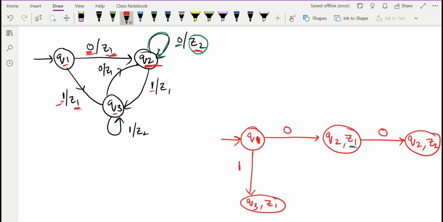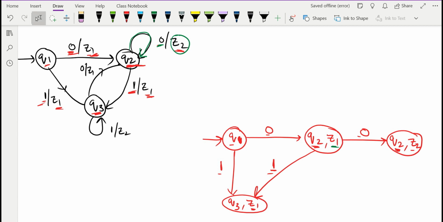From Q2 on receiving 1 I am going to Q3 with output Z1. We have Z1 there, so there is no problem. Since I have added a new state Q2 with Z2, I should have the transitions of 0 and 1 for this state also. So from Q1 I have 0 and 1, from Q2 I have 0 and 1, and from this new Q2 also I have 0 and 1. You can write it as Q21 or Q22. So these are two different states now. These are not the same states.